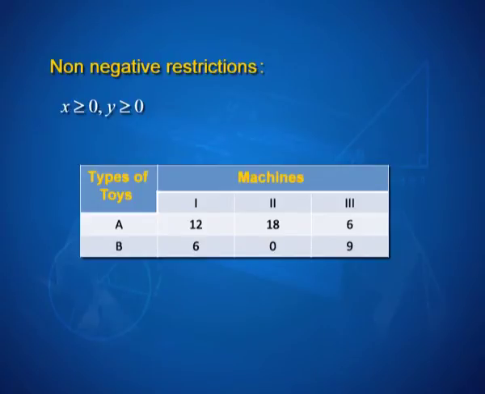And not to forget, we must have the non-negative restrictions, which is nothing but the number of toys must always be greater than or equal to 0. So, x greater than or equal to 0, y greater than or equal to 0.